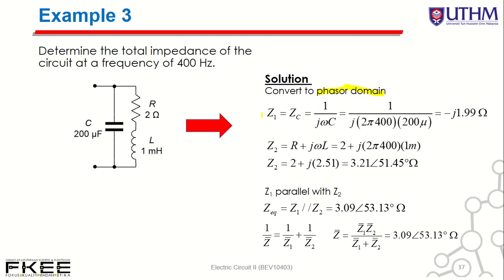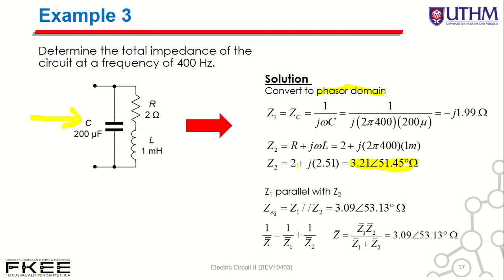Let's say I assume Z1 equals ZC equals 1 over J omega C, and Z2 let's say equals R plus J XL, in series so we just add, R plus J omega L. So our Z2 equals this by using your calculator. This is Z2.